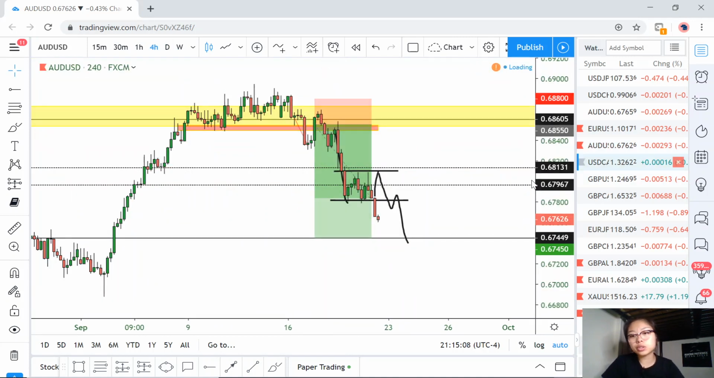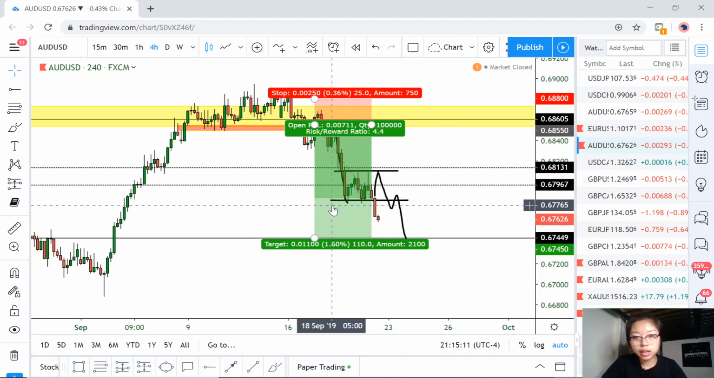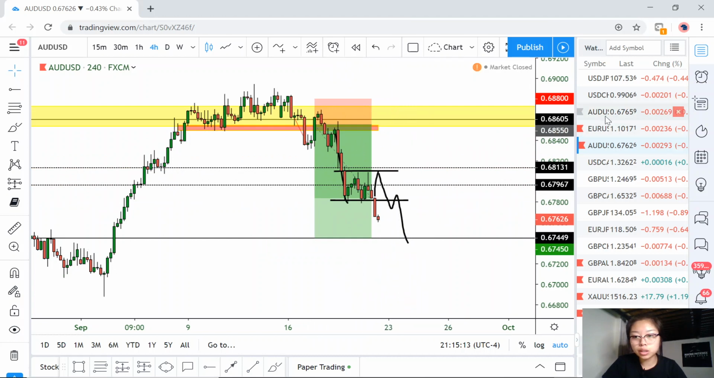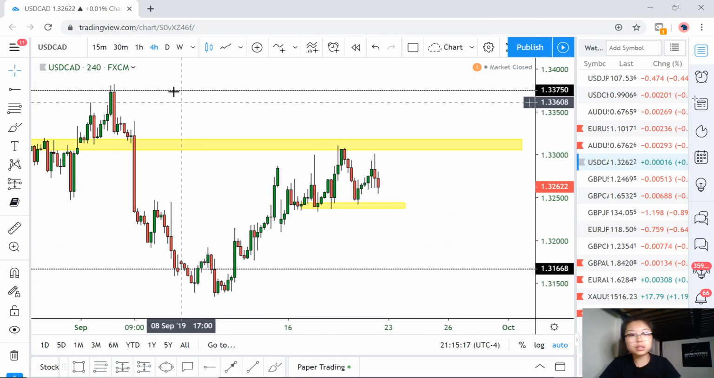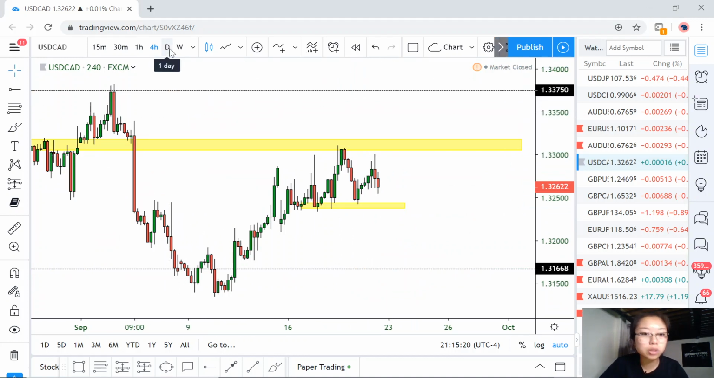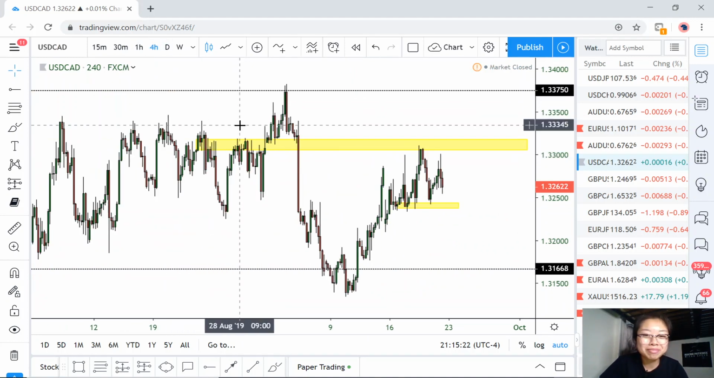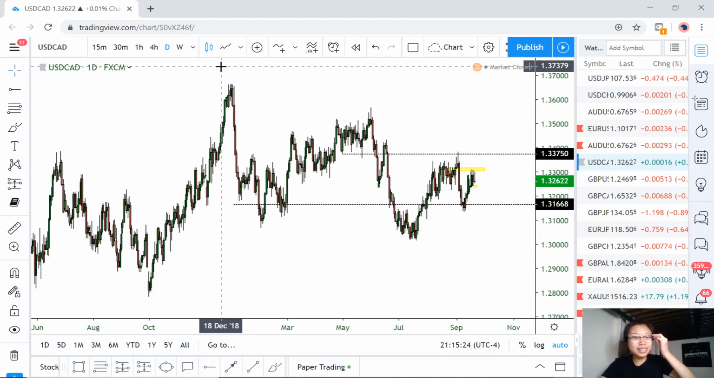AU, okay, we just did AU. So yeah, AU consolidates before it goes down. That's consistent with what we have here. UCAD. Now this is a pair that I don't trade. UCAD daily.